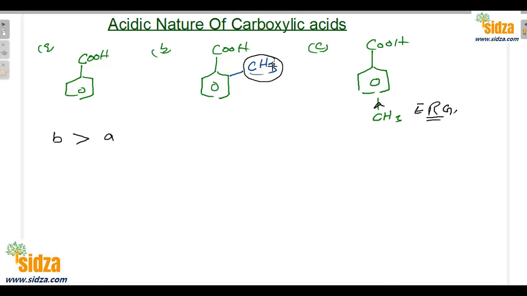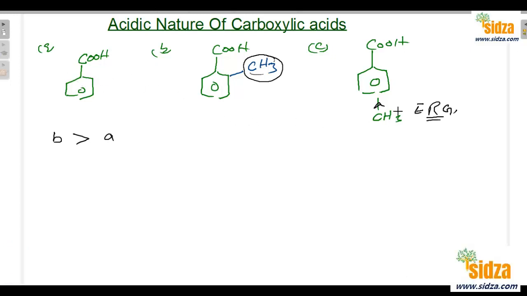As I said, it doesn't matter whether it is electron releasing or withdrawing at the ortho position. If you have a group at the ortho position, it will increase the acidic nature. So B in all the cases will be more acidic than A, whether it is methyl, nitro group, cyanide, or any other group. The ortho substituted product will be more acidic than benzoic acid.